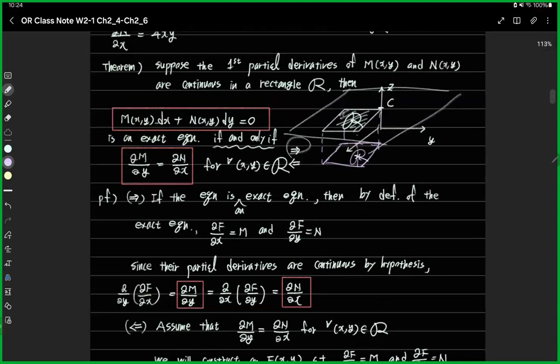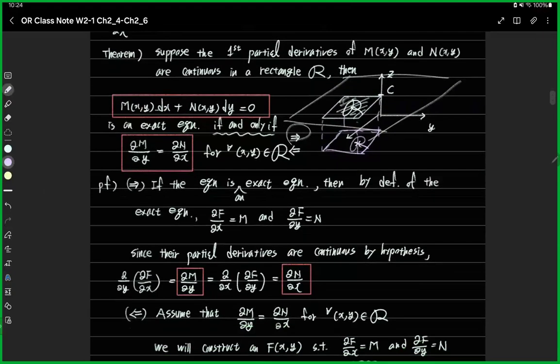Okay, let me prove the theorem. If this is an exact equation, then the partial of M with respect to y equals the partial of N with respect to x. And if the partial of M with respect to y equals the partial of N with respect to x, then the equation is exact. So we need to prove both ways. Let me prove that way.